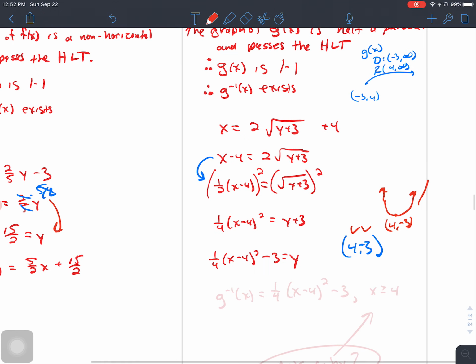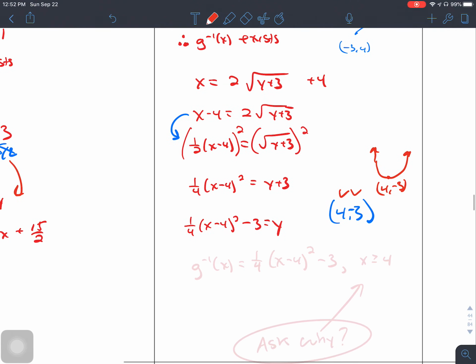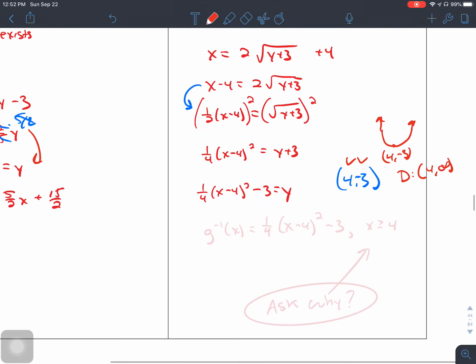Does this resemble this graph? No, it's only supposed to be half of that. Well, which half are you supposed to use? The original function had a range of 4 to infinity, which means this little fella is going to have a domain of 4 to infinity. The original function's range is the inverse function's domain.